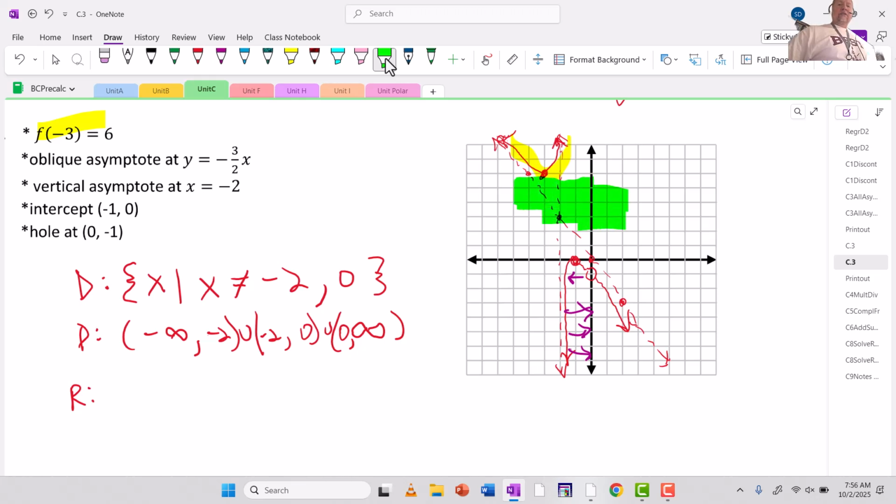I really don't understand how students don't understand range when range is y. All I have to do is look at the picture and see what y's exist. So the hole is a little tricky, but maybe not so much. And this one's a little bit tougher, this notation.